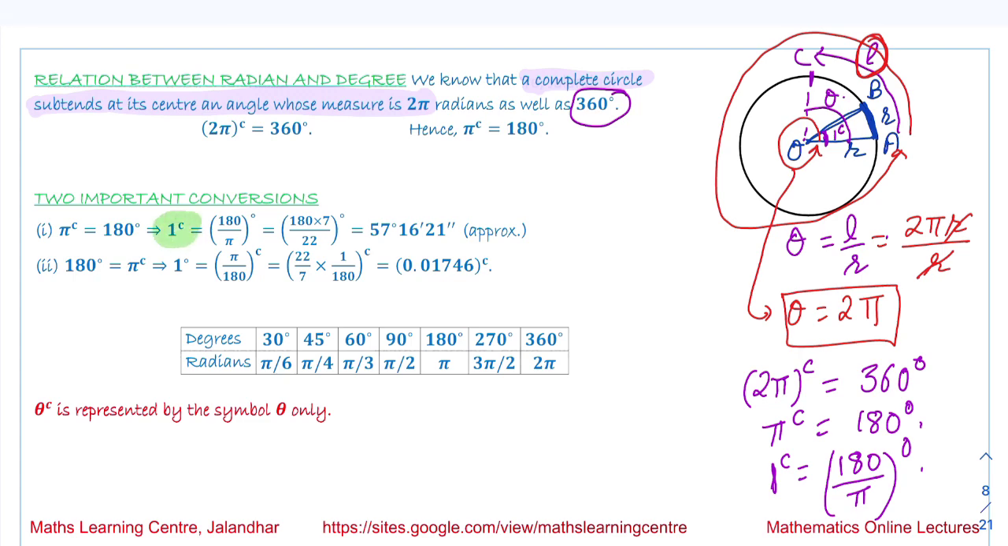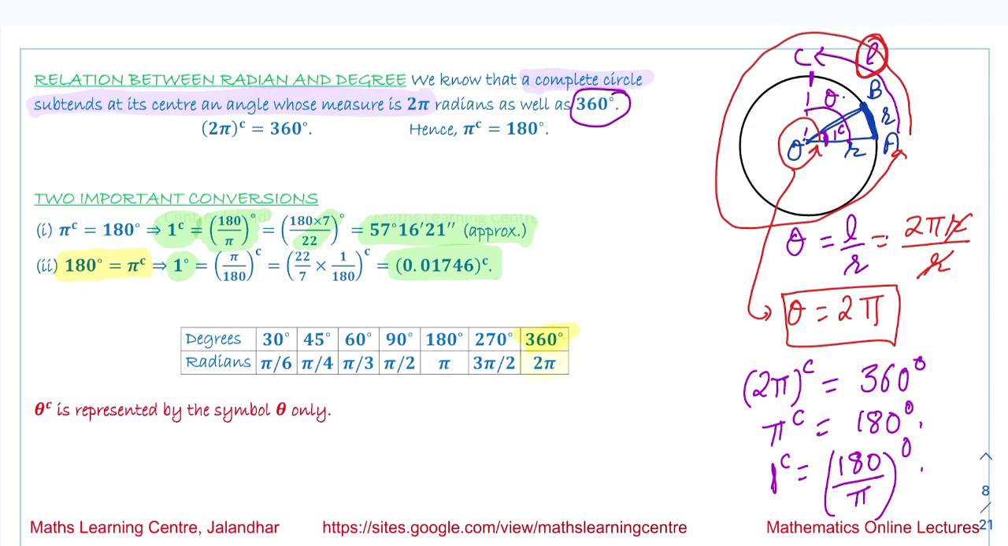We are saying that 1 radian is 180 over pi degrees. If we consider the value of pi as 22 by 7, we get the approximate answer 57 degrees and 16 minutes. This is the value of 1 radian. Next, the opposite case. If 180 degrees is pi radians, then 1 degree, after solving this, is 0.01746 radians.